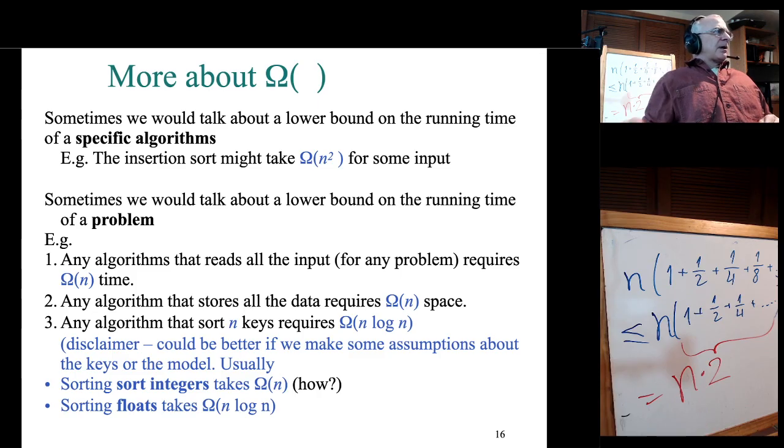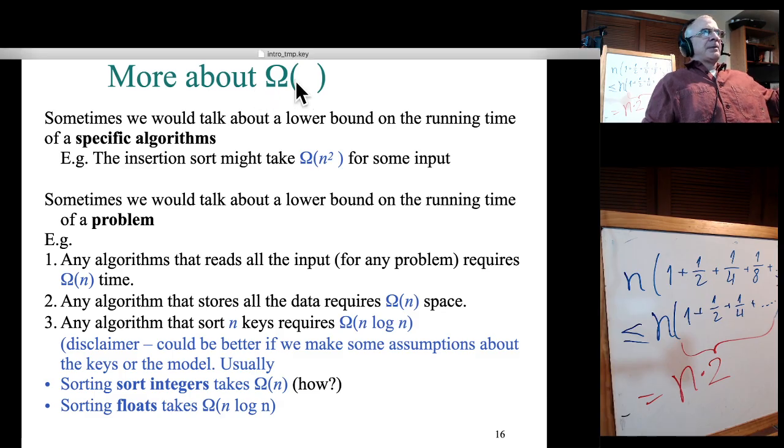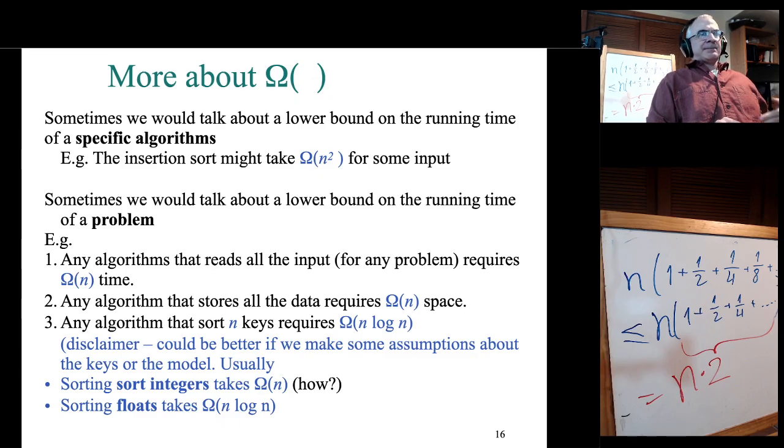More about theta. I already said that sometimes we are talking about omega of an algorithm. This is a slow algorithm that runs in order n square, that runs in omega of n square. For example, insertion sort runs in omega of n square, but maybe other algorithms run much faster. Or you can speak about omega with respect to the problem, sorting at all. No algorithm runs in better than omega of n in general.